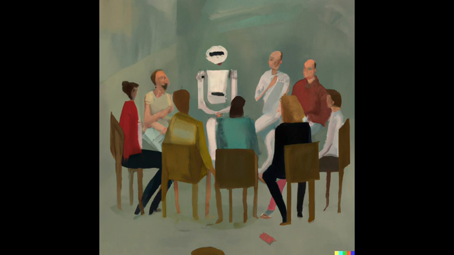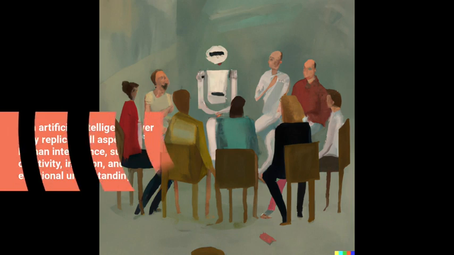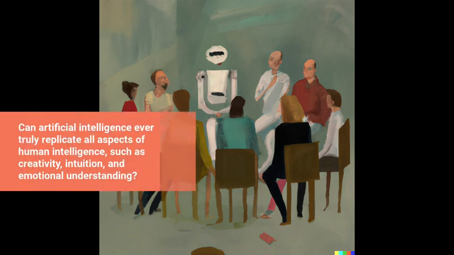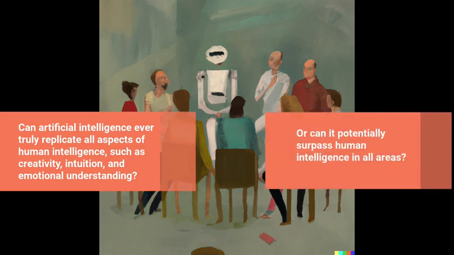For now, you might wanna think about some big questions about artificial intelligence and how it differs from human intelligence. For example, can artificial intelligence ever truly replicate all aspects of human intelligence? Things such as creativity, intuition, emotional understanding. Is there a limit to what AI can achieve in terms of intelligence? Or can it potentially surpass human intelligence in all areas?